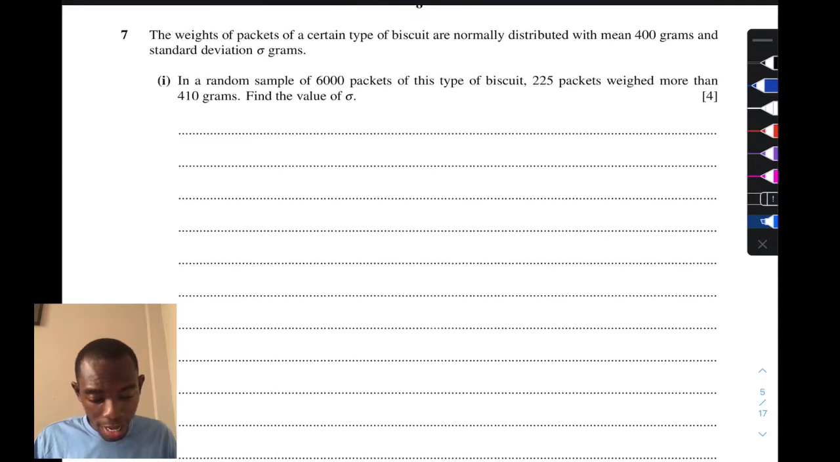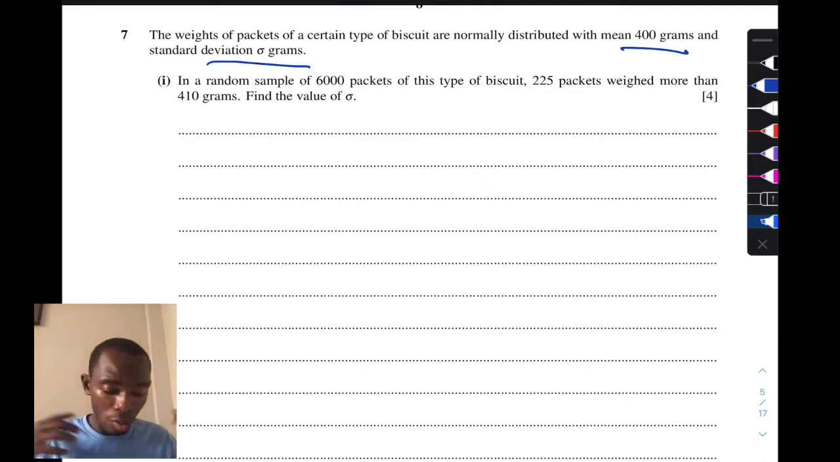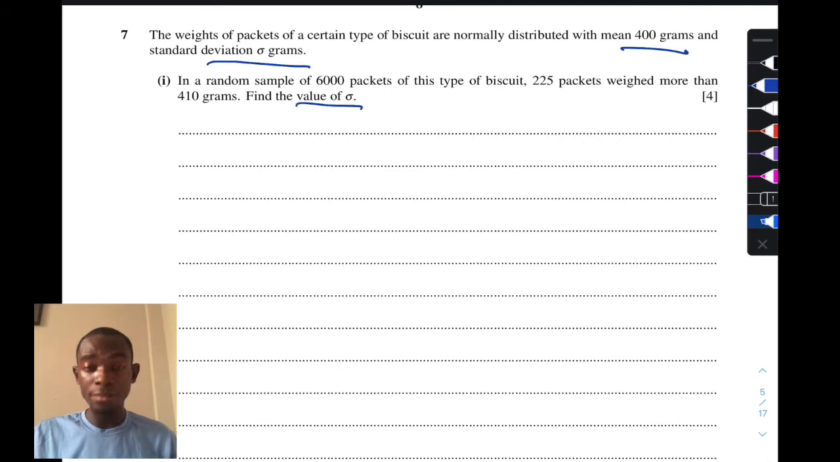So it says that the weights of packets of a certain type of biscuits are normally distributed. What you actually need is the mean and the standard deviation. This is quite interesting. With this question, they didn't give us a standard deviation, they just gave us a symbol of it, which is sigma, and it says we should find it. Great. So how do we approach this question?